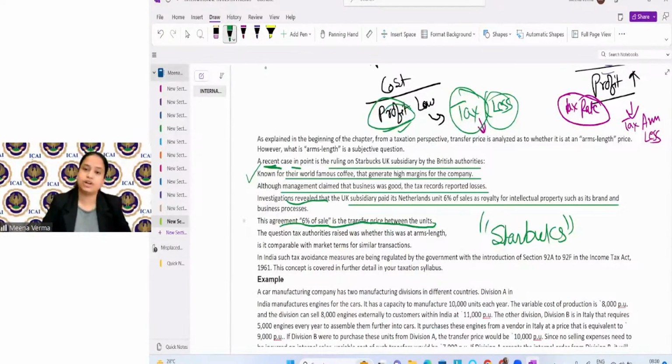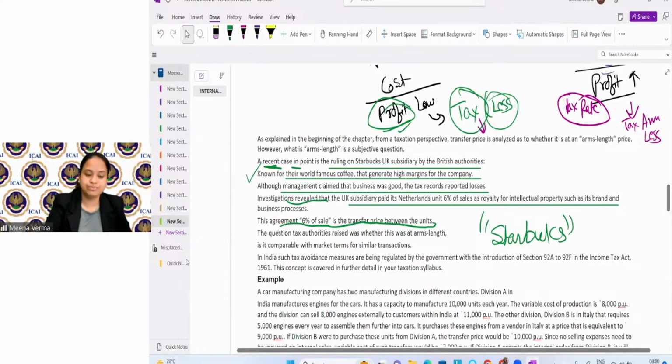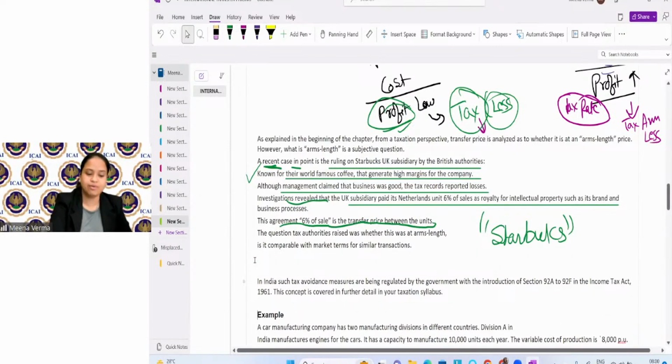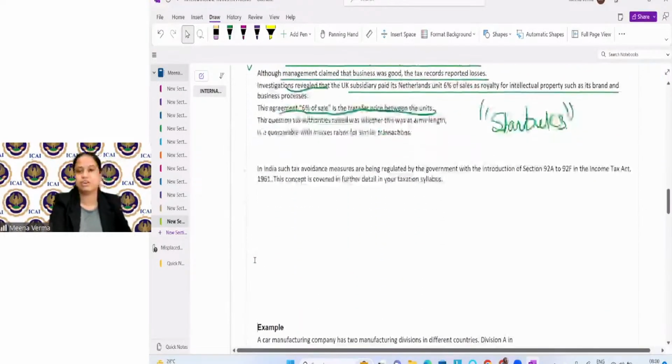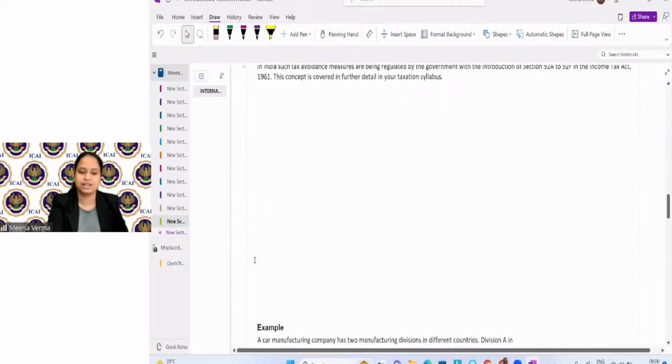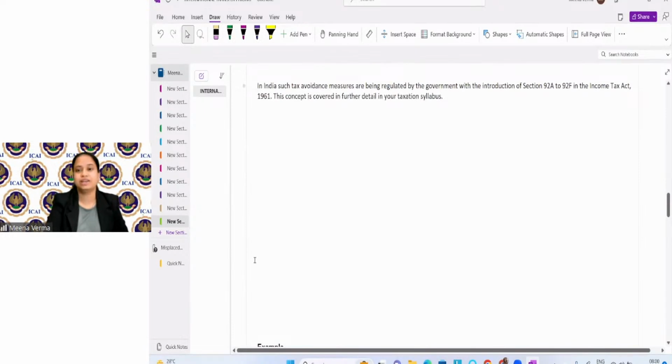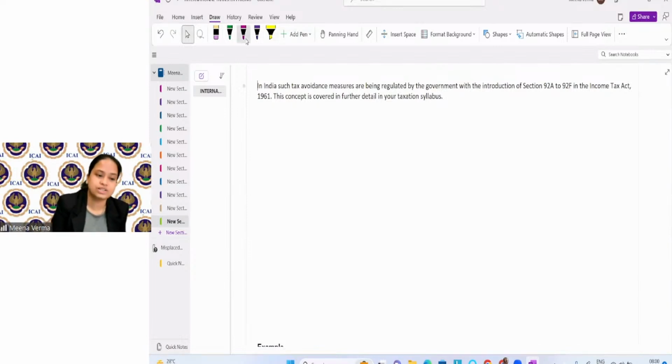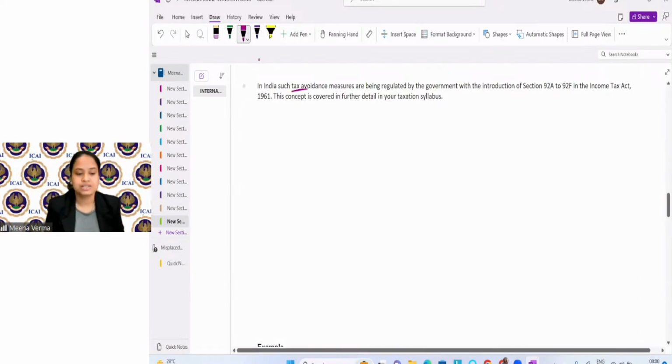Acha, dekho, now what happened? Obviously, now the country's governments are worried about it. The government will be worried. They're always worried about collecting the revenues, collecting the taxes. So what is happening here in India? Such tax avoidance is a way to avoid the tax, right? So what is happening in India? Such tax avoidance.